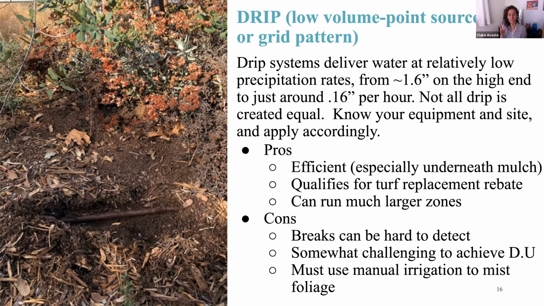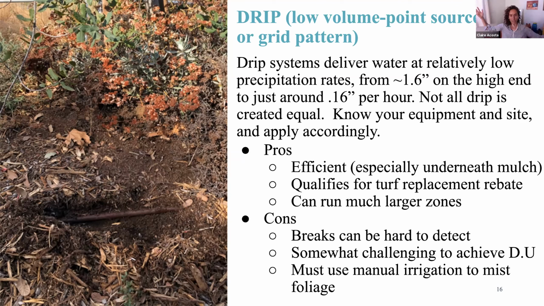Pros: they're more efficient, especially underneath mulch, as we've talked about in the chat. Underneath the mulch, drip is great because the water doesn't have to pass through the mulch. It's also not spraying all over, there are no wind drift problems, and the water is just dripping out, drip by drip, soaking into the soil directly. So it's getting into the soil like we want, and it is more efficient. It does qualify for the turf replacement rebate, and you can run them on much larger zones. The sprinklers have to reach each section, whereas you could be running drip tape or drip line polytubing all over, snaking it around your garden.